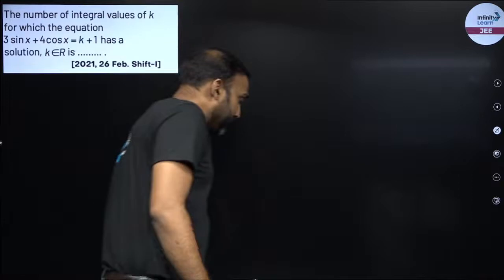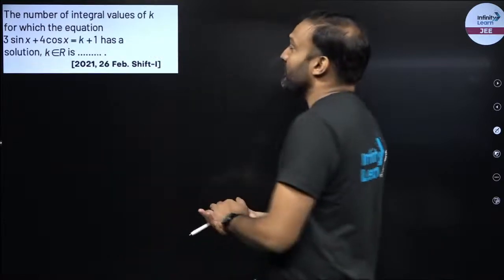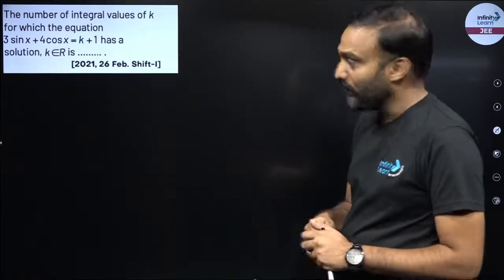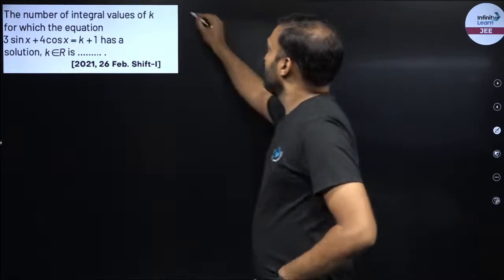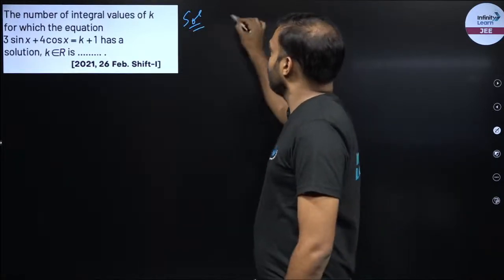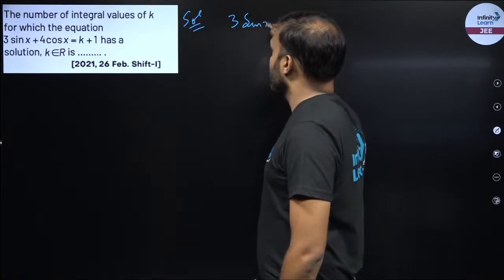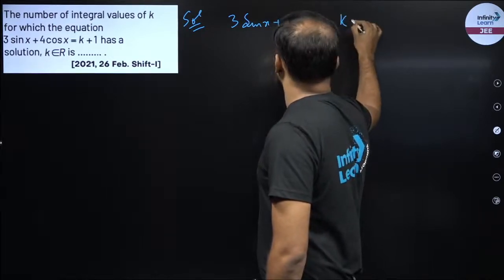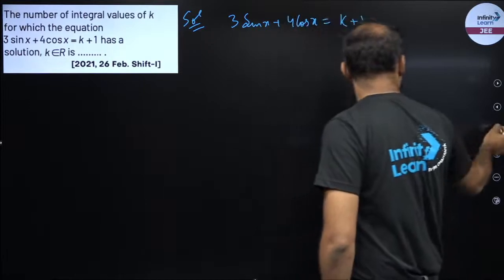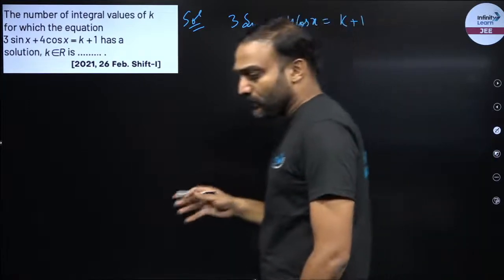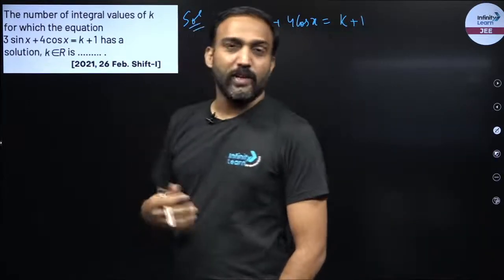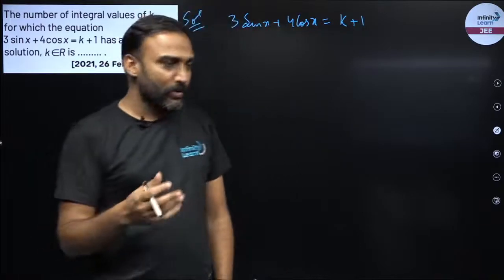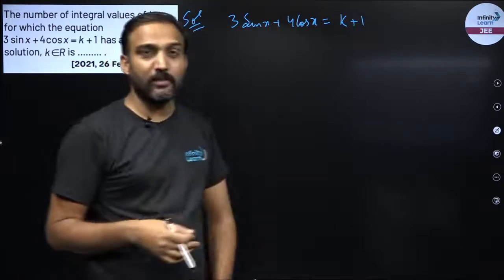The number of integral values of k for which this equation has a solution, right? So now what is the equation? 3 sin x plus 4 cos x is equal to k plus 1. Now this equation should have a solution, right? I need to find out the value of k. Now if I look at the equation, it is 3 sin x plus 4 cos x.